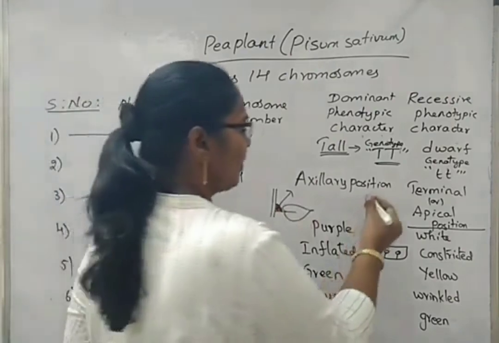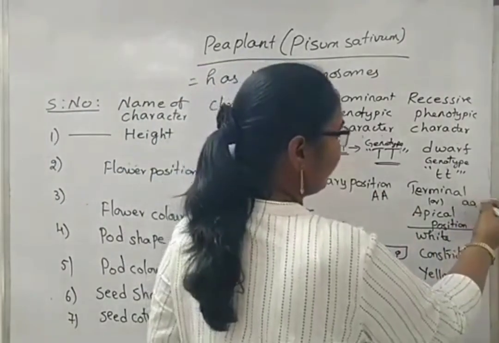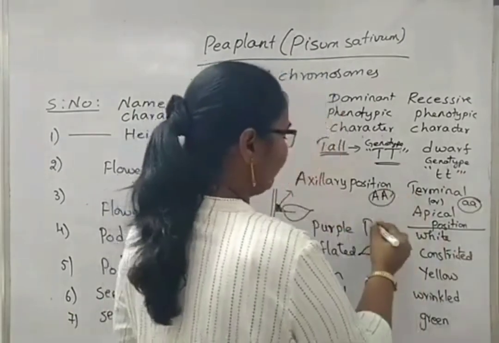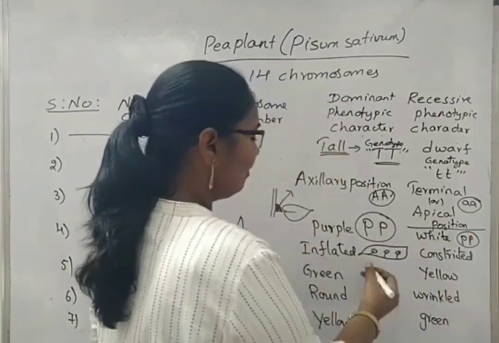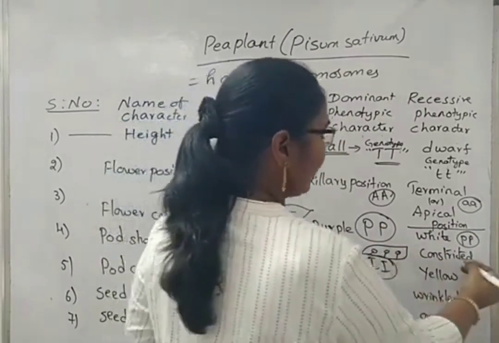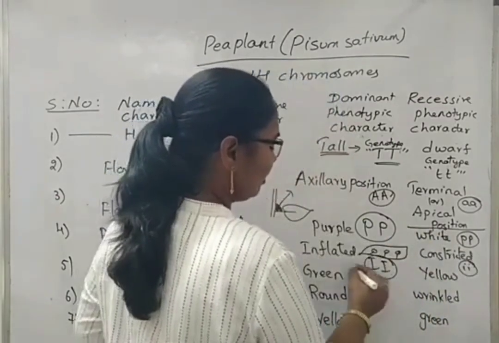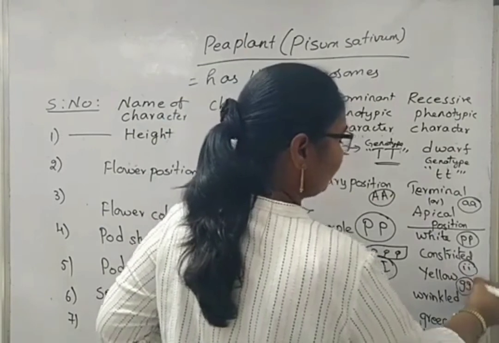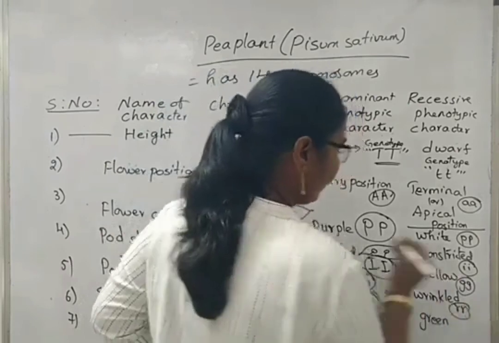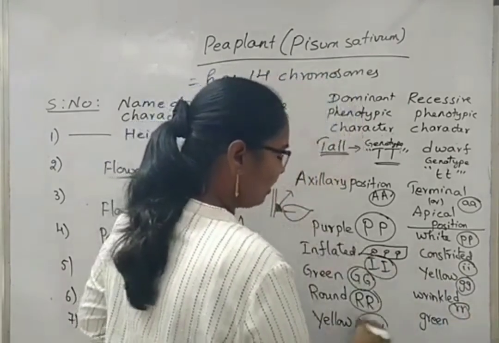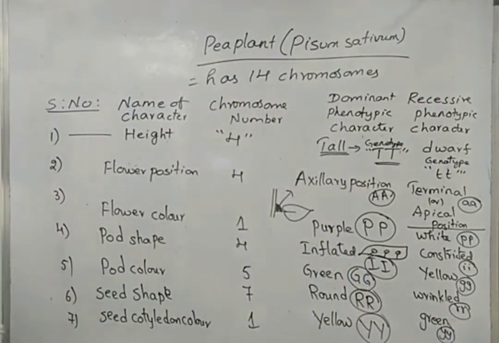Here we have seen this one is decided by capital A, and here it is small a. Purple color with capital P, white with small p. Inflated we can write capital I, constricted small i. Green we can write capital G, here small g. Round we can write capital R, wrinkled with small r. Yellow with capital Y and green with small y. We can write different arrangements like this.